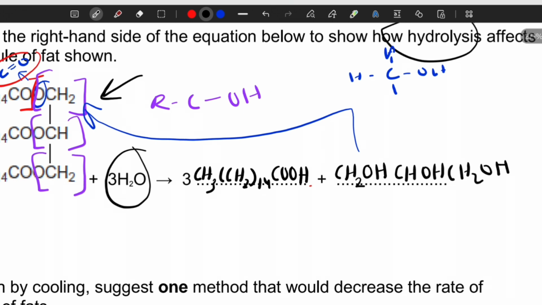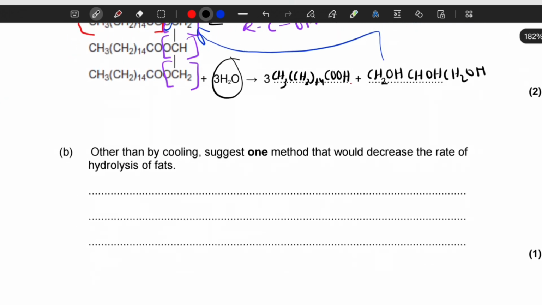Okay, next question. Other than by cooling, suggest one method that would decrease the rate of hydrolysis. Okay guys, decreasing the rate of hydrolysis. Think about, if you do A-level biology, enzyme reactions. How do you reduce enzyme activity? What increases enzyme activity? Temperature. Temperature increases enzyme activity. Temperature increases the rate of hydrolysis. So what would decrease the rate of hydrolysis except cooling, obviously?